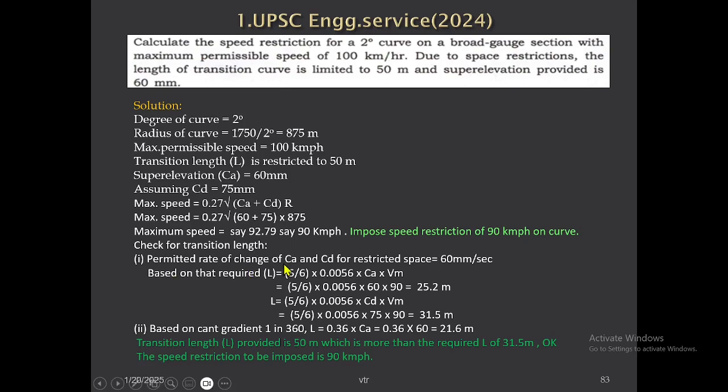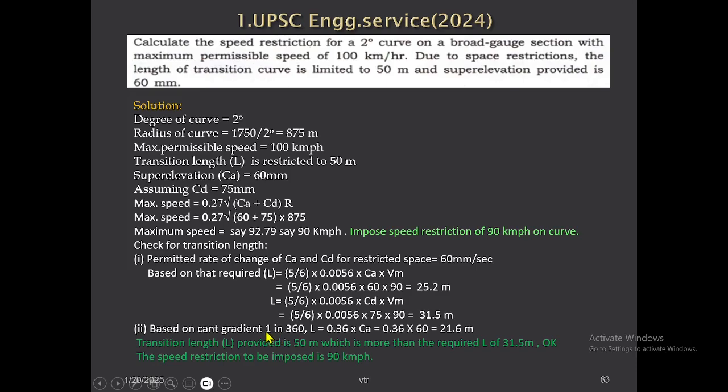The permissible range of rate of change of actual cant and cant deficiency for the restricted phase is normally 60 mm per second. We have already discussed the rate of change of actual cant and cant deficiency for the restricted phase. Desirable is 50 mm, but here since it's restricted, we are availing 60 mm per second. Once we have 60 mm per second, this is the length of transition formula: 0.0056 into Ca into Vm is the rate of change of cant consideration, and for the rate of change of cant deficiency consideration, this is your equation.